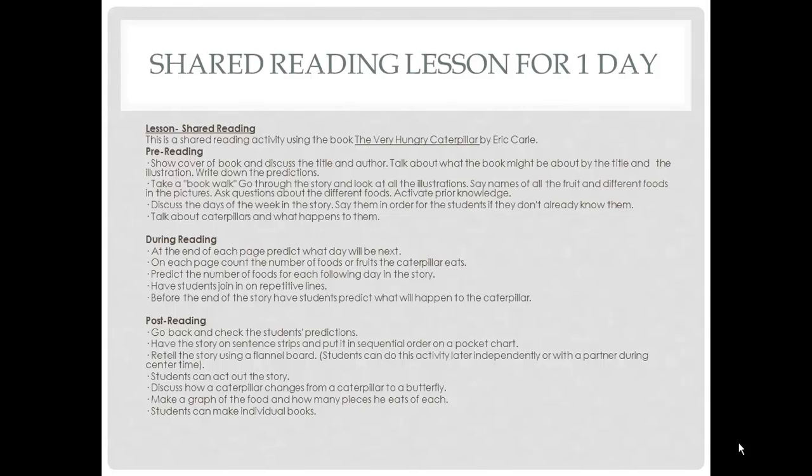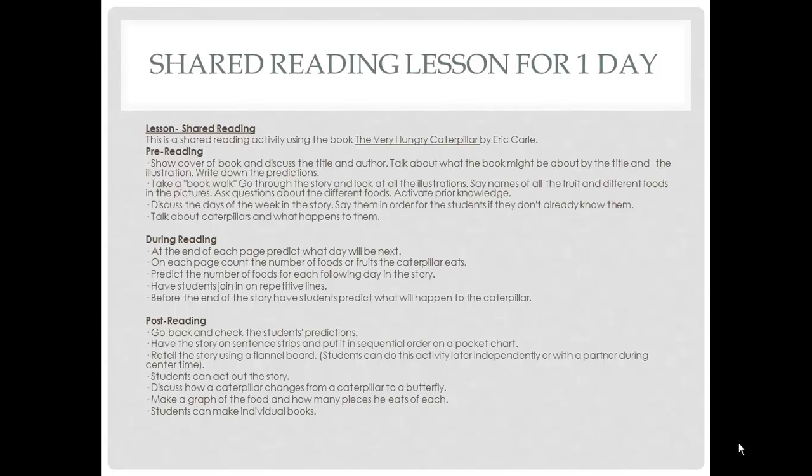During the reading, at the end of each page, predict what will happen next. On each page, count the number of foods or fruits the caterpillar eats. Predict the number of foods for each following day in the story. Have the students join in on repetitive lines. Before the end of the story, have the students predict what will happen to the caterpillar.